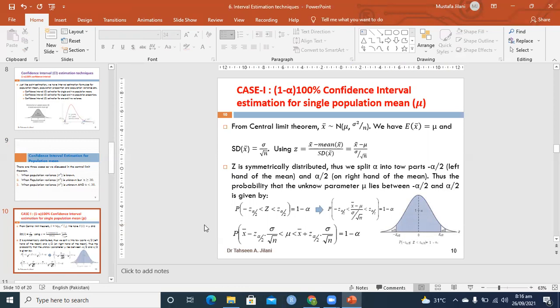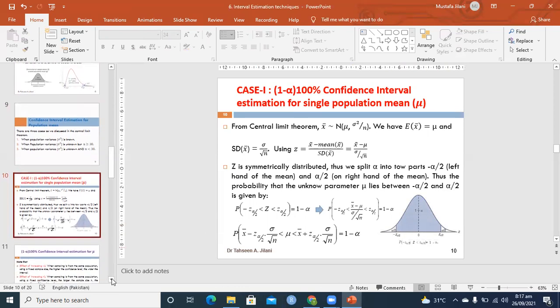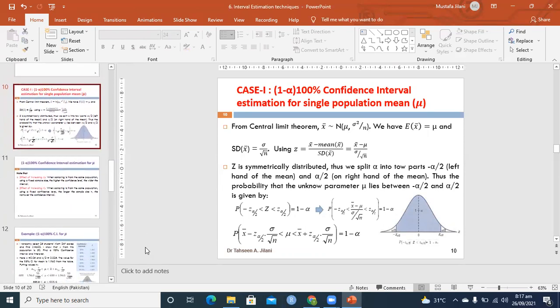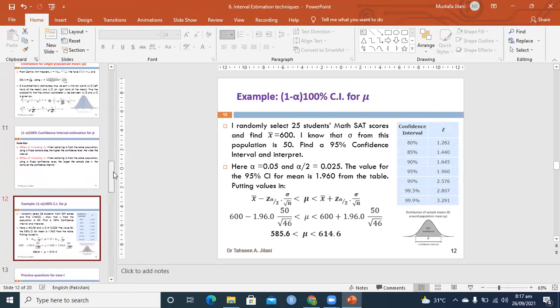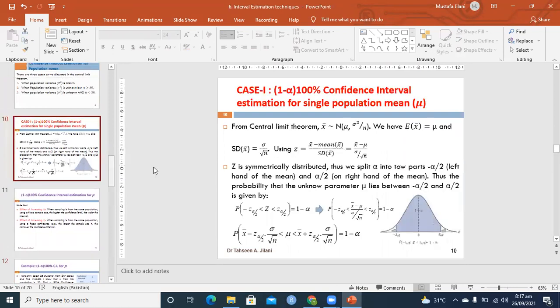We have a short way to find these table values directly. I am jumping to this table. If you are making a 95% confidence interval, you will use 1.96. If you are making a 90% confidence interval, you will use a Z value of 1.645, and for 99%, 2.576. You will just need these table values for working with a confidence interval for a single mean or two means, or a single proportion or two proportions.